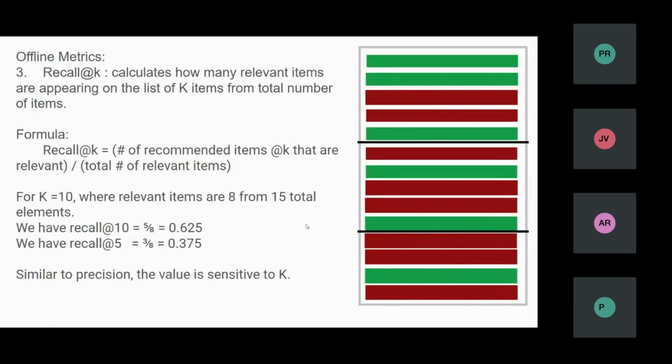So for the third metric we have recall at k. Recall calculates how many relevant items are appearing in the list of k items for the total number of items. So you can see the formula of recall at k, which is the number of recommended items at k that are relevant divided by the total number of relevant items.